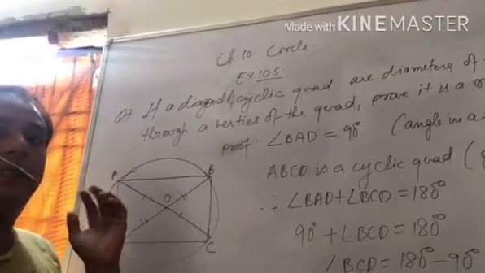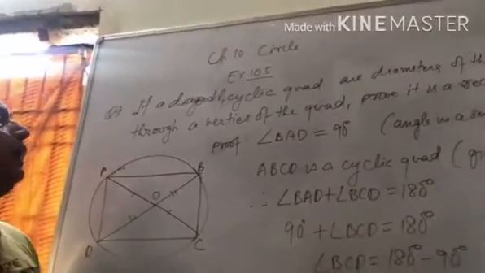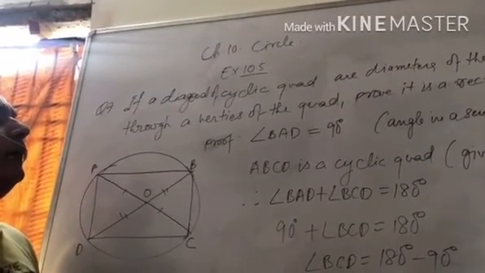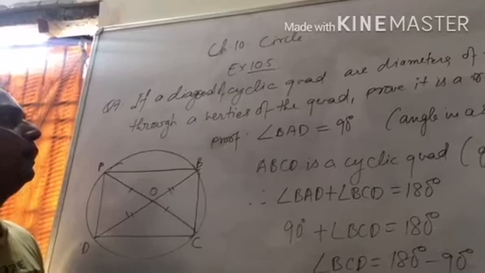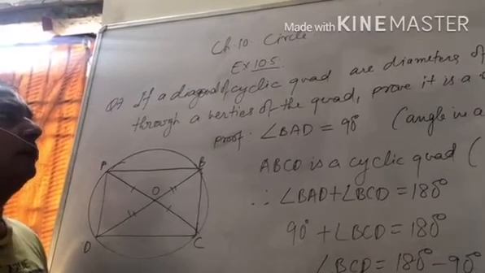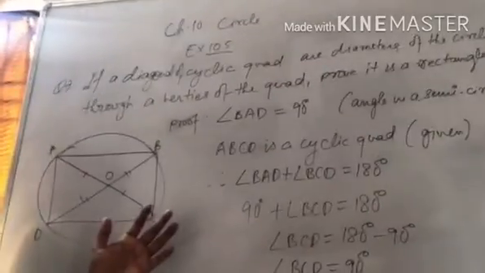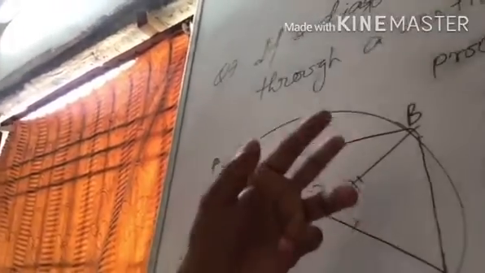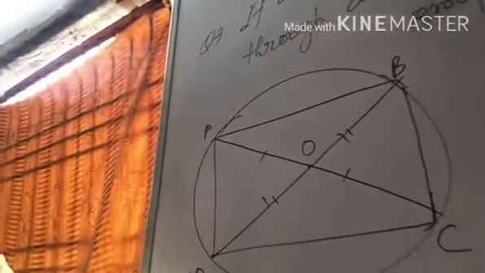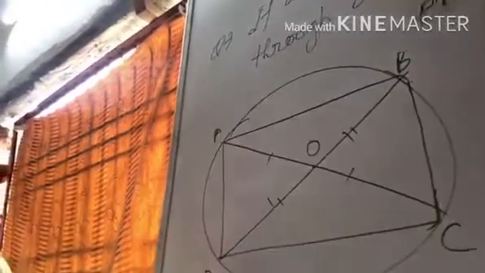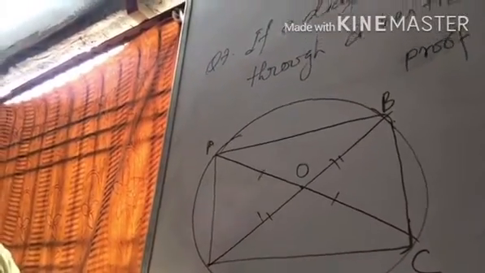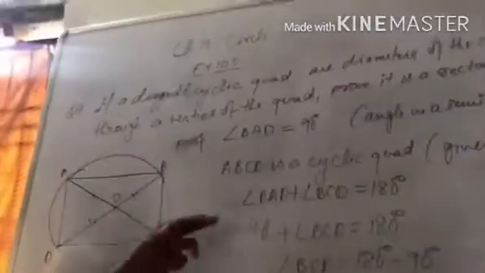See question number 7. If the diagonals of a cyclic quadrilateral are diameters of the circle through the vertices of the quadrilateral, prove it is a rectangle. So this is the simplest proof related to this question. This is the figure. Now you can see the figure. This is the circle and ABCD is a cyclic quadrilateral, whose vertices lie on the circle.